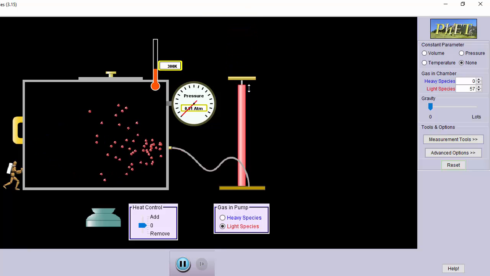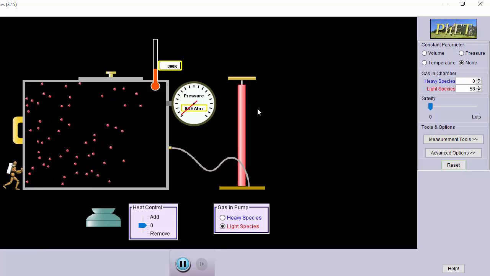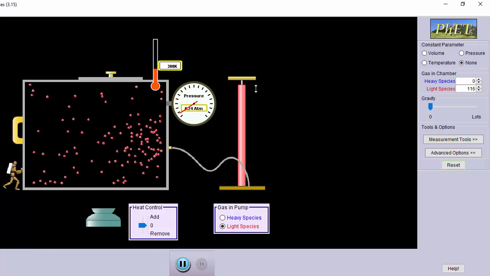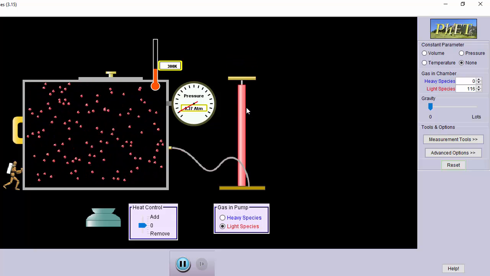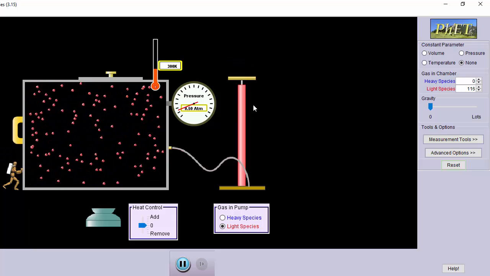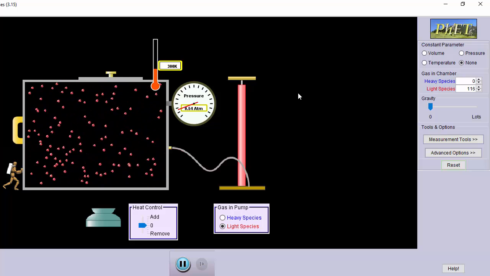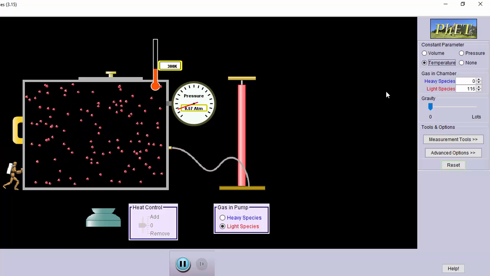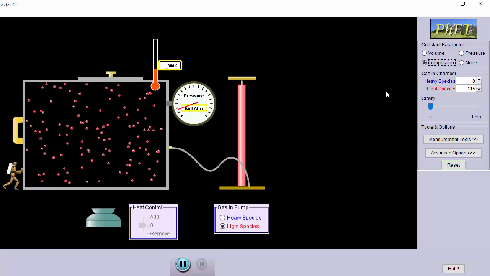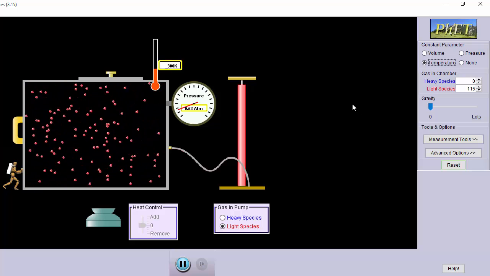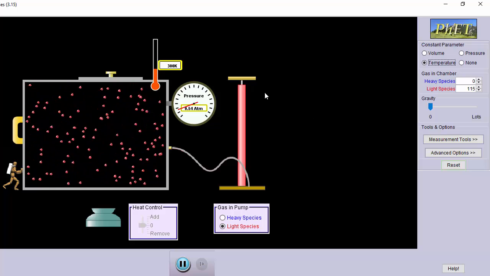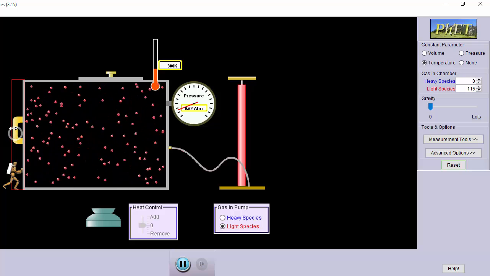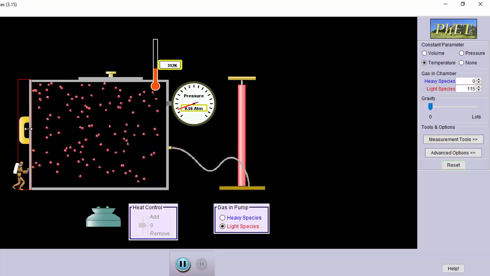There we go, and I think we're going to put a few more in. Yeah, let's have another wallop. Perfect. Now you can see that we've got a temperature in there, and we've got a pressure of 0.69 atmospheres. I can't really read it, my screen's a bit small. What I've done is I've gone over to the right hand side and I've said for Boyle's law we must keep a constant temperature.